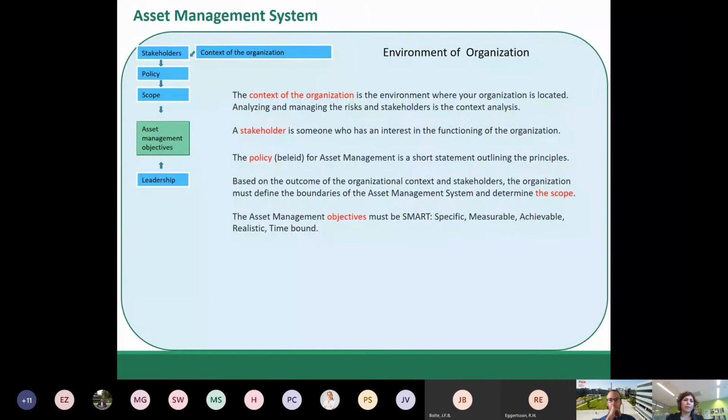Then there is a scope. A scope is actually the boundaries of the asset management system. Based on context, policy, and scope, the leadership defines the asset management objectives. These objectives should be SMART, which is specific, measurable, achievable, realistic, and time-bound.